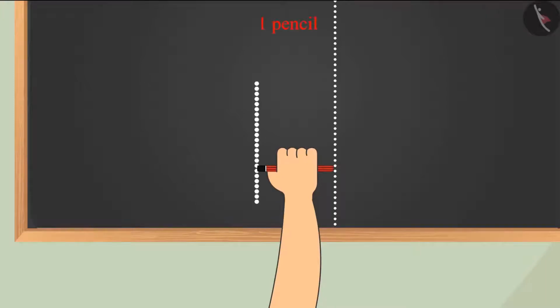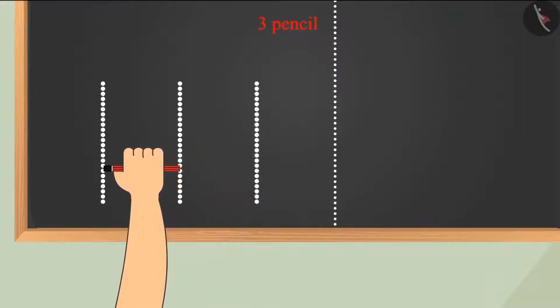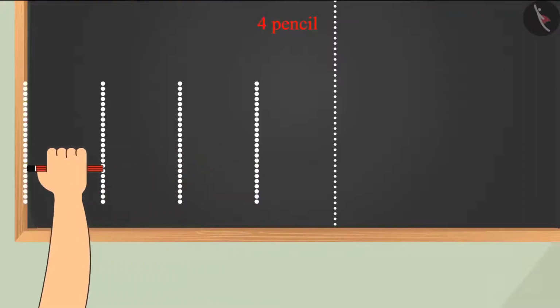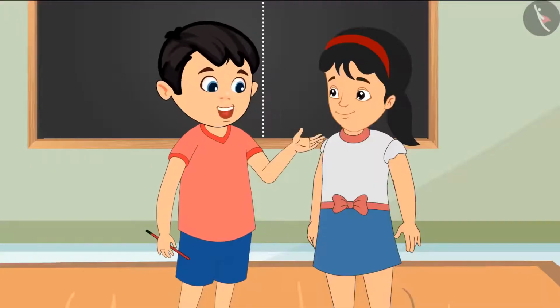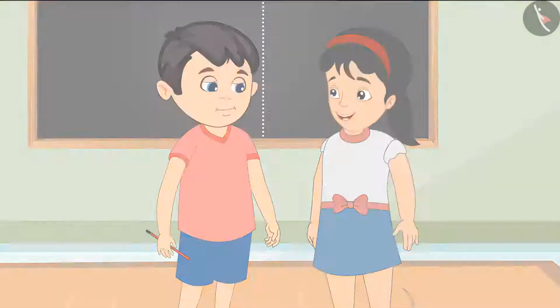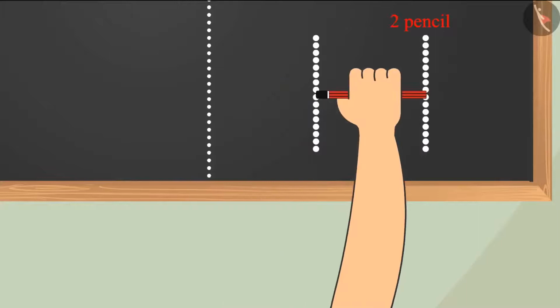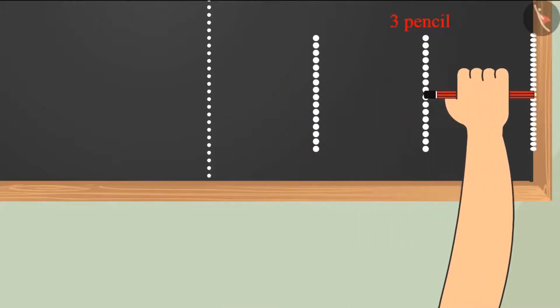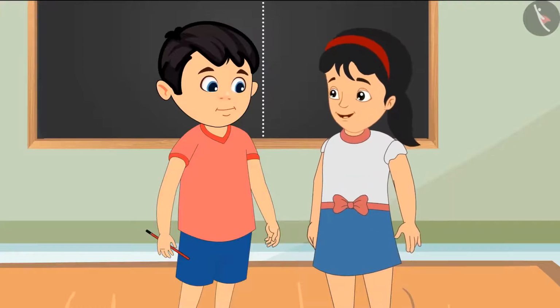So here it is 1 pencil, 2 pencils, 3 pencils, 4 pencils. This means I have a total of 4 pencil long space. Pinky, now it is your turn. I have 1 pencil, 2 pencils, 3 pencils, total 3 pencil long space.